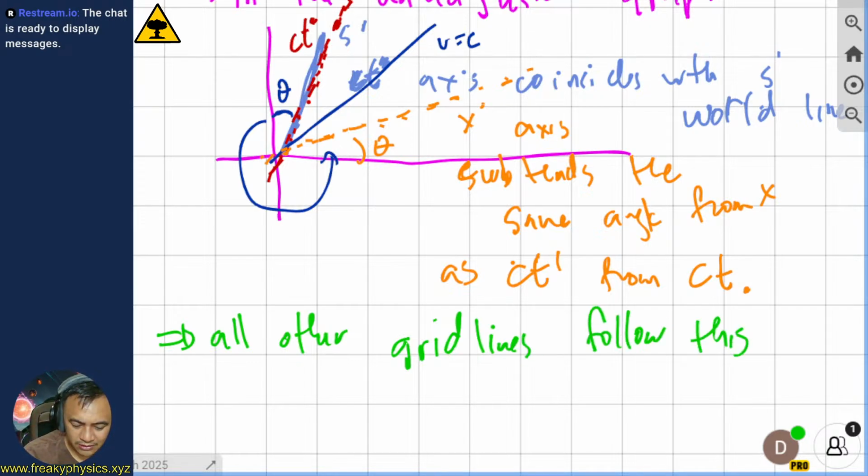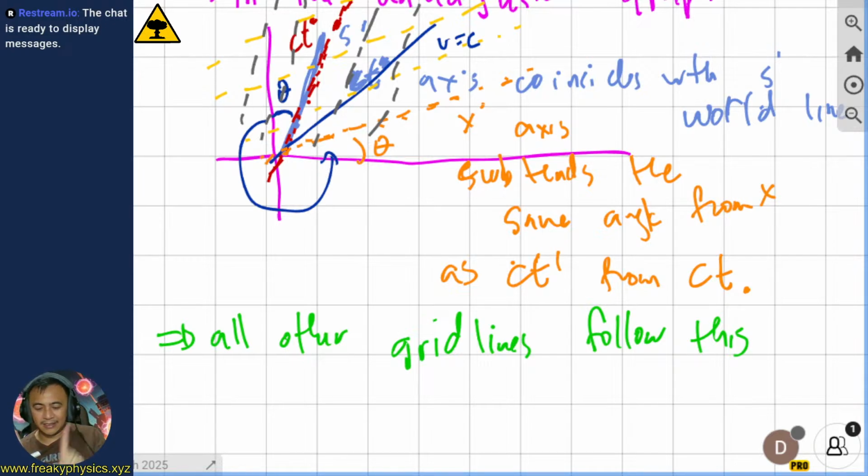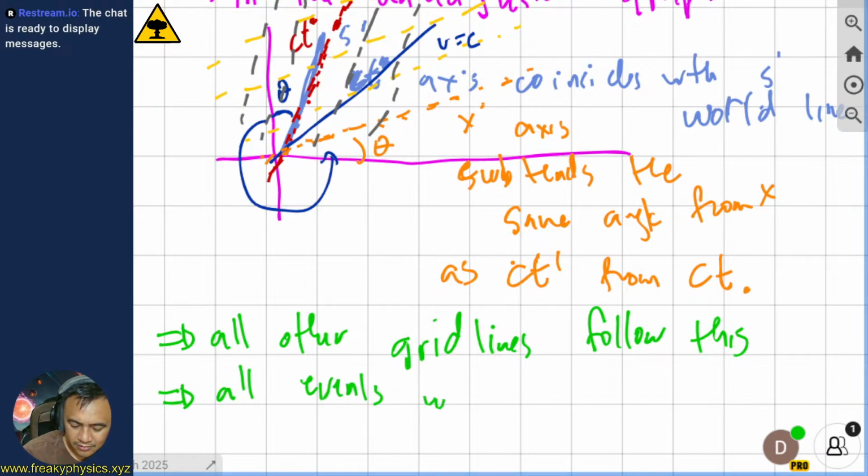So the idea now is, let's use yellow for this bit. My grid lines on the x prime would be something like that. And for the other one, it's going to be something like that. So you see the grid lines, they're not exactly 90 degrees yet. And the last thing that will happen here is that all events will now follow these lines.